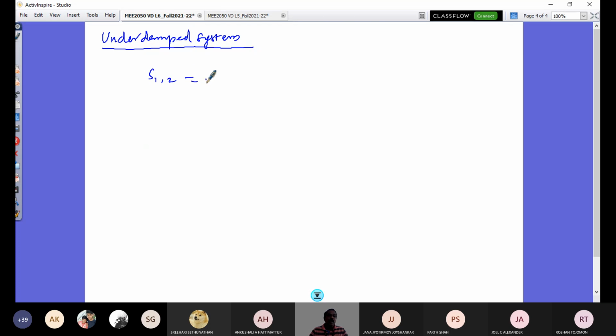S1, 2 is minus zeta plus or minus. Now I rewrite it like this: i into root of 1 minus zeta square. So from zeta squared minus 1, I have taken minus 1 out. So under root of minus 1 is i. So I have the complex conjugate part here, i into this, into omega n. So this is my root.